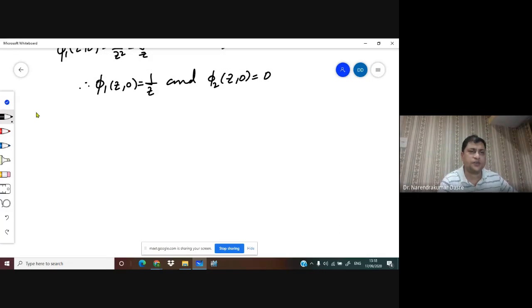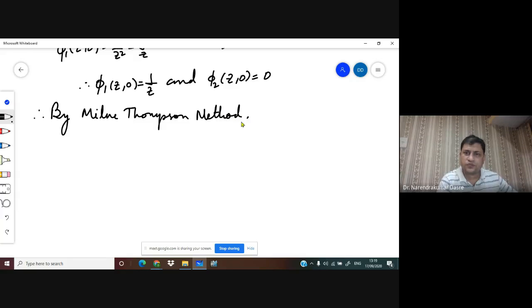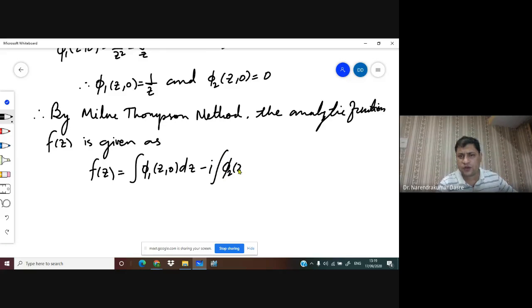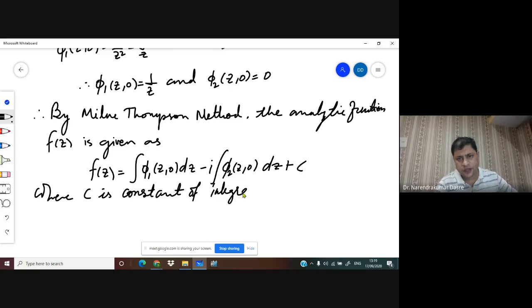Now we have to go for the fourth and final step. By the Milne-Thompson method, the analytic function f(z) is given as, always write the formula, the integration of φ1(z, 0) dz minus i times the integration of φ2(z, 0) dz plus c, where c is the constant of integration.